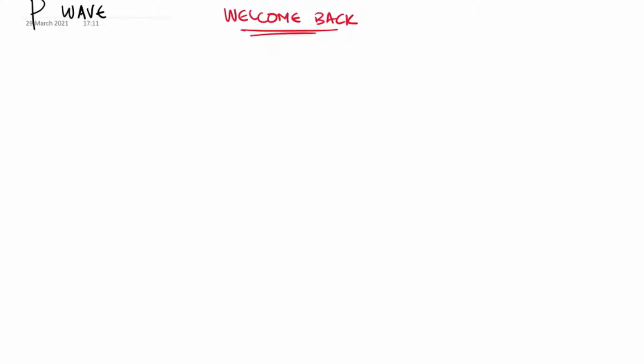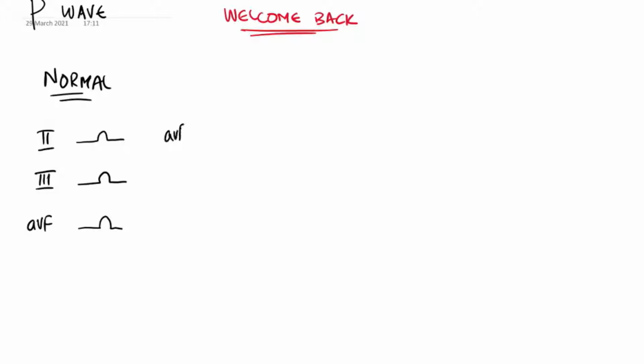Welcome back. Today's video is going to be about the P wave, so let's dive in. A normal P wave on lead 2, 3, AVF, basically the inferior leads, is going to be upright and positive. In AVR it's going to be negative, and we've discussed this already in the previous videos.